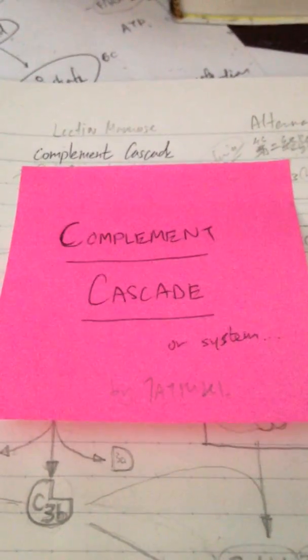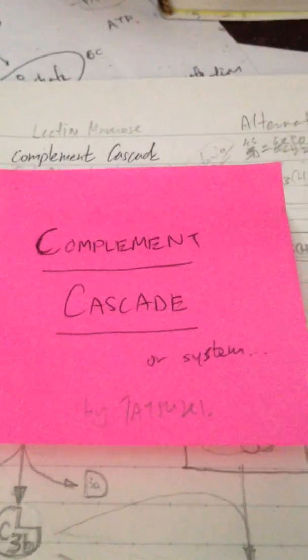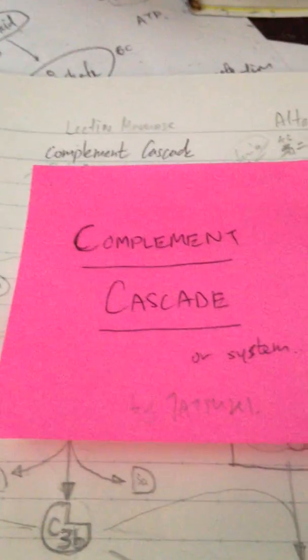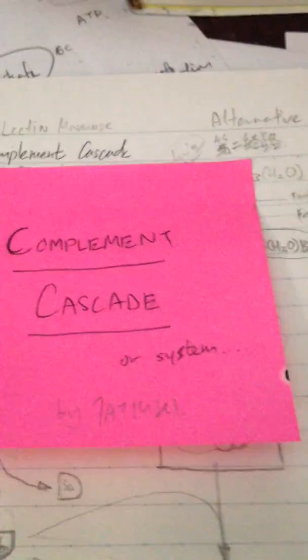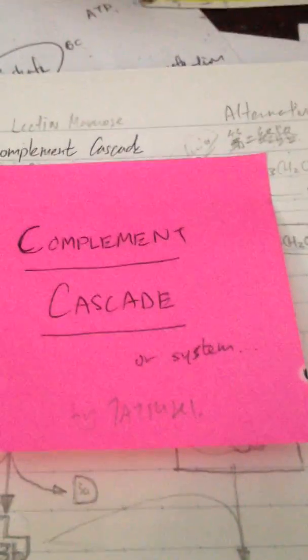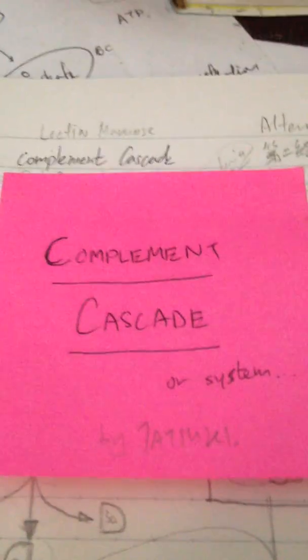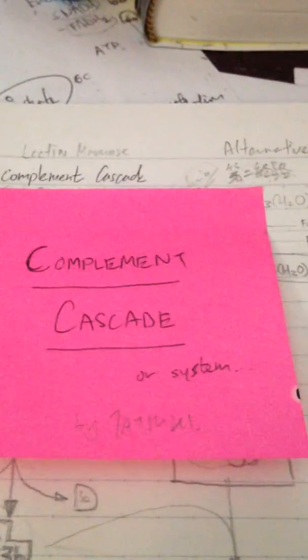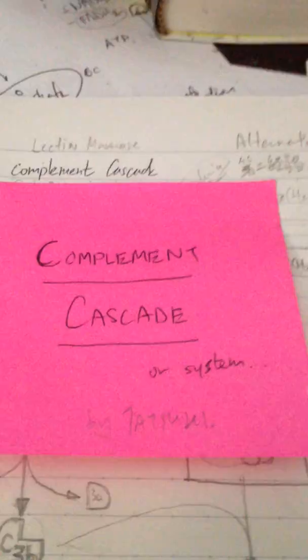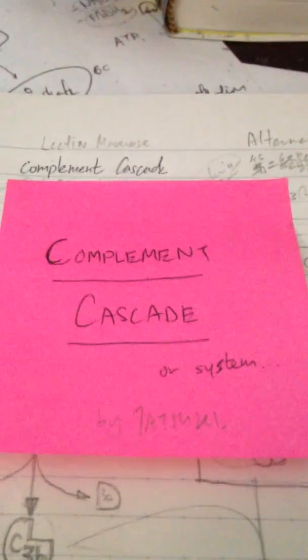Hello, I'll be talking about the complement cascade, aka the complement system. The complement system is a part of the immune system that enhances or complements the ability of antibodies and phagocytic cells to clear pathogens that may enter our body. It contains components of both the adaptive and the innate immune system.